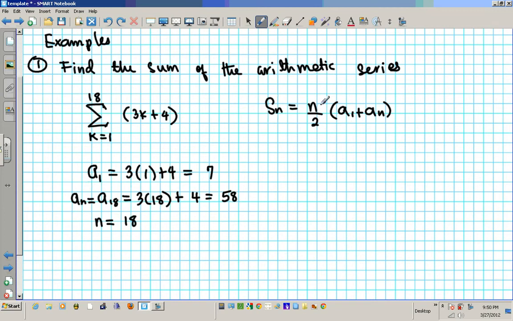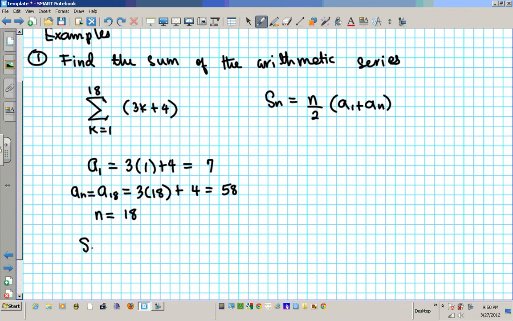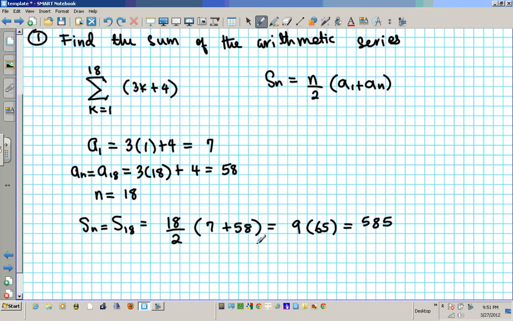So it turns out that we have everything we need. We have n, a1, and an. Now we can compute the sum. The sum, S of n in this case, is S of 18. We're adding the first 18 terms. So that's going to give us n over 2, 18 over 2, times a1 plus an, which is 58. 18 over 2 is 9. 9 times 65. Final answer is 585. So that's basically the sum of your first 18 terms.